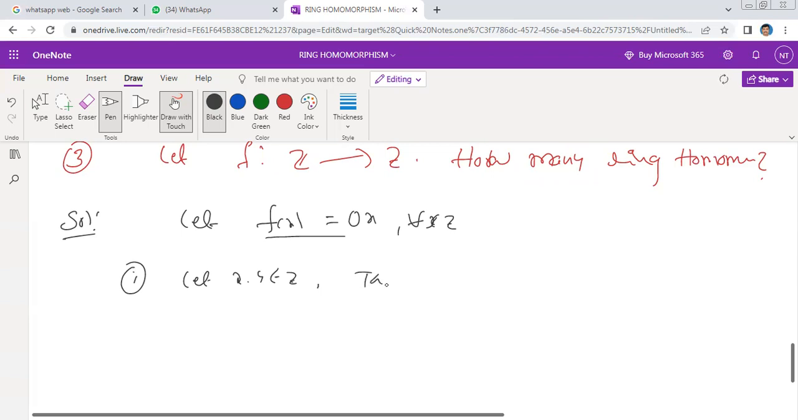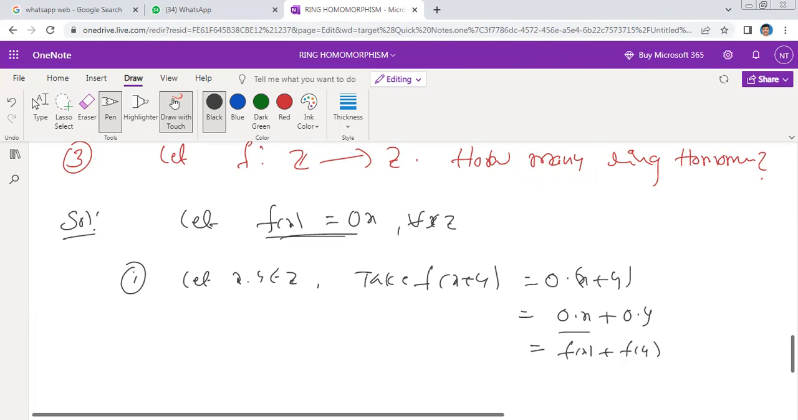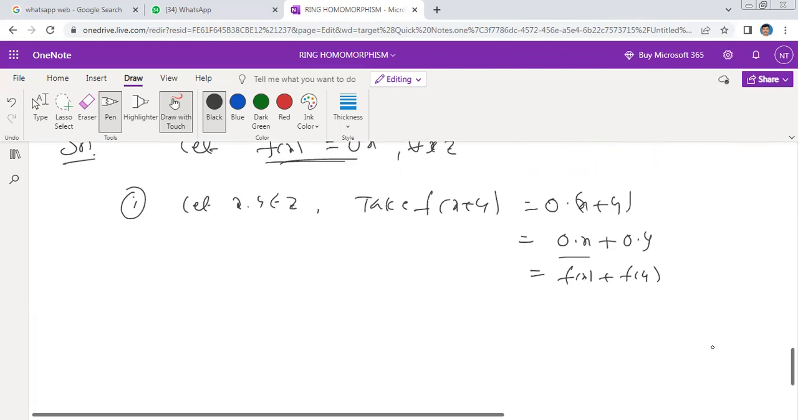Take f of x plus y, which according to this definition is 0 times (x plus y). This is equal to 0 into x plus 0 into y. What is this? This is f of x plus f of y. Yes, the first condition of homomorphism is satisfied.